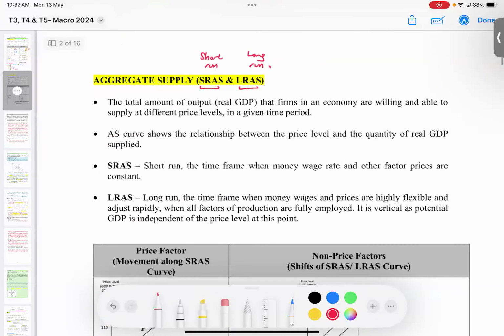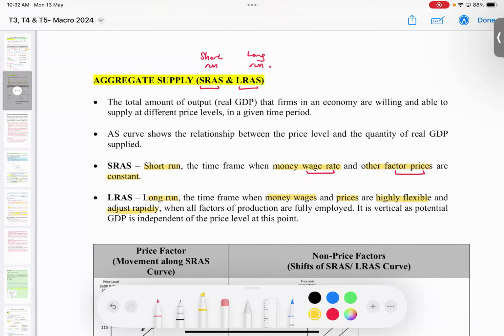Short run means I'm referring to the time frame when money wage rate and other factor prices are constant. That means I assume my factor prices or wages are constant. But when I say long run aggregate supply, I'm referring to the time period when money wages and prices are highly flexible and adjust rapidly. That means workers can start to ask for higher wages if they overwork, for example.